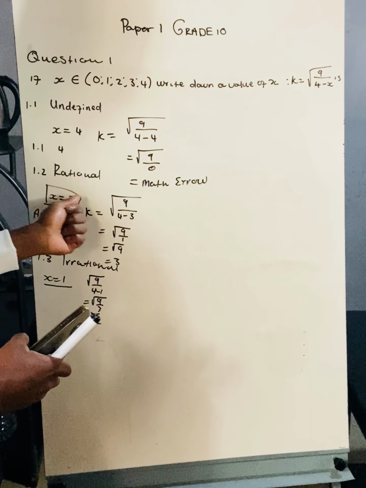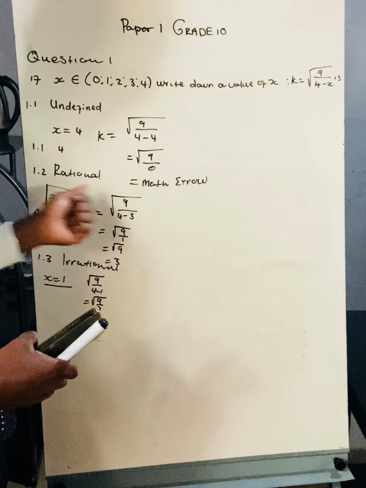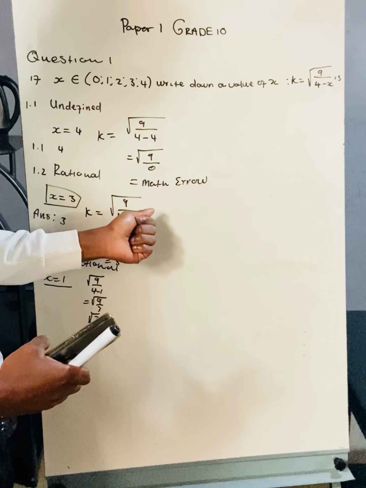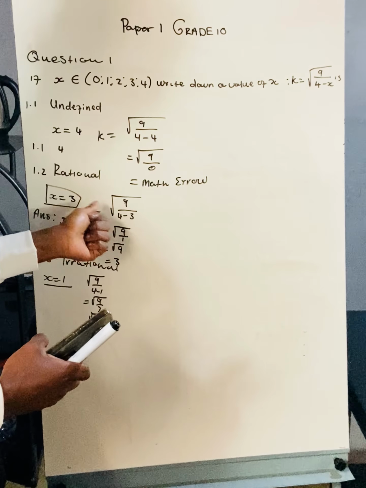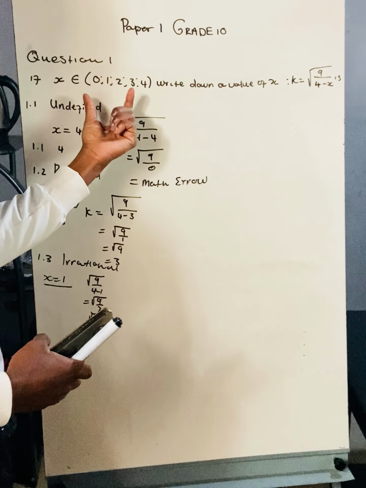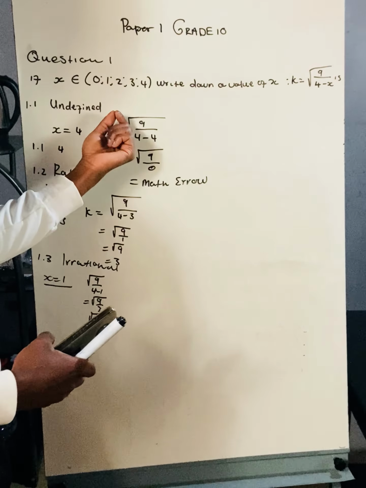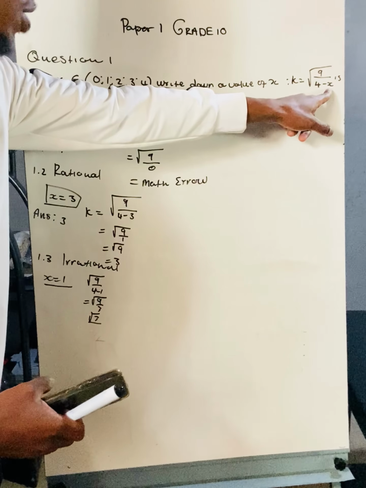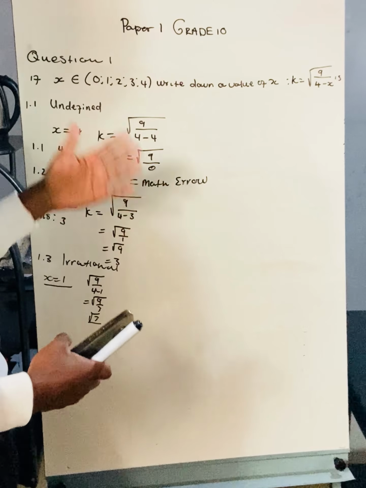1.2, rational number. What is a rational number? A rational number can be written as a fraction. It can also be written as a whole number or a natural number. So it can also be integers, guys. Okay, but now let us check what we have here. So we have those numbers here. Therefore, we need to choose the number that, when we substitute in place of x, is going to give us a natural number or a fraction.